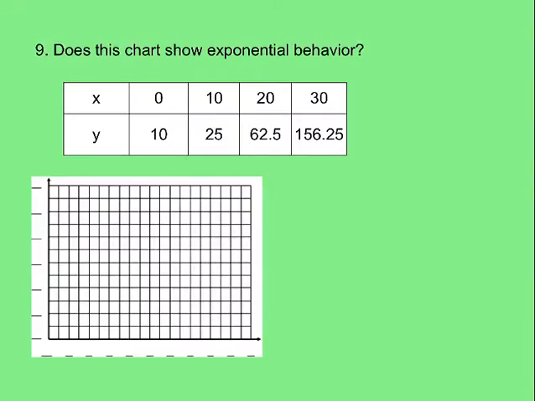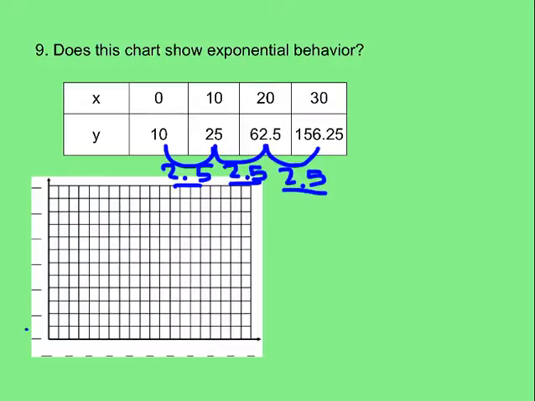So now we're going to identify if charts display exponential behavior. To distinguish if a chart displays exponential behavior, what you're going to do is take one number and divide by the number before it. So I'm going to do 25 divided by 10, and I get 2.5. And then 62.5 divided by 25, and I get 2.5. And then 156 divided by 62.5, and I get 2.5. So I do know that this is exponential because each of these numbers are the same. If one of them was different, then the equation is not exponential.